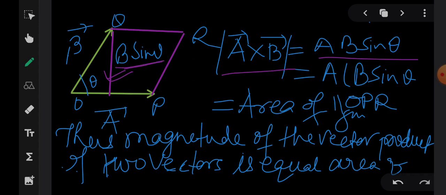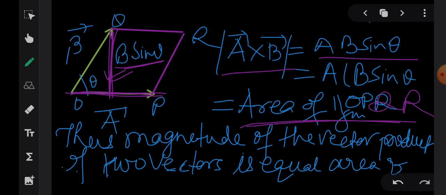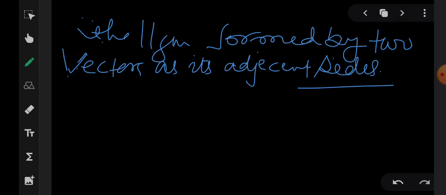A is the base of this parallelogram. The magnitude of vector A represents the base of this parallelogram, and B sin theta here represents the height of the parallelogram. So base into height will give you the area of the parallelogram OPQR. So the magnitude of the vector product of two vectors is equal to the area of the parallelogram formed by the vectors as its adjacent sides.